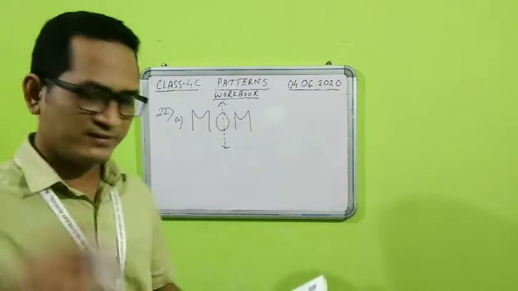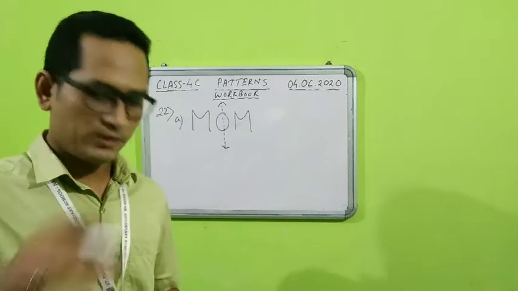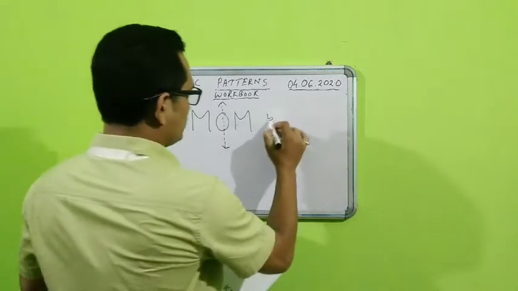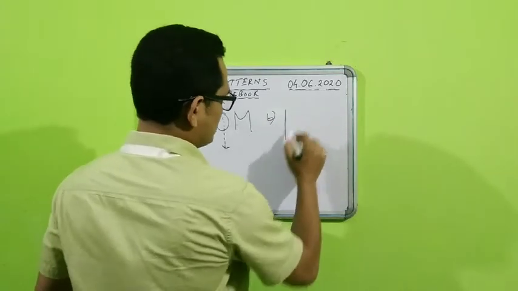So you can draw the figure there only. The line you can draw in the word there itself. Then the next word is given as KID.